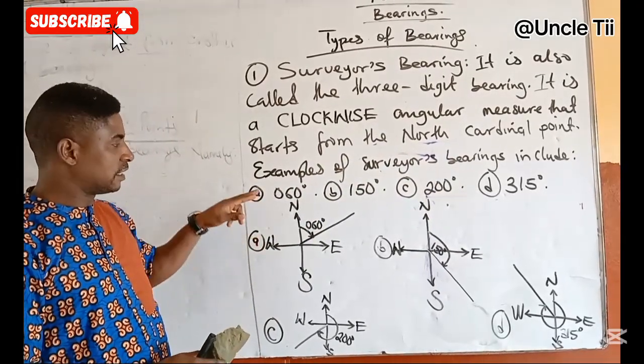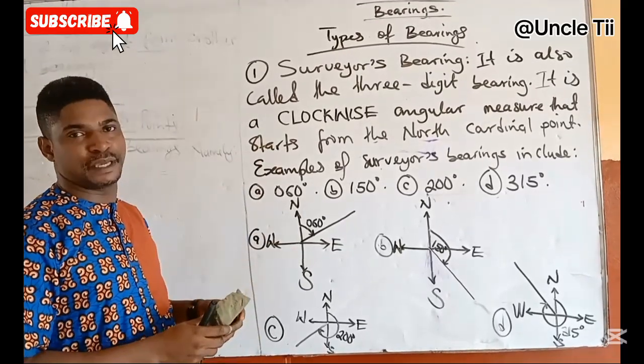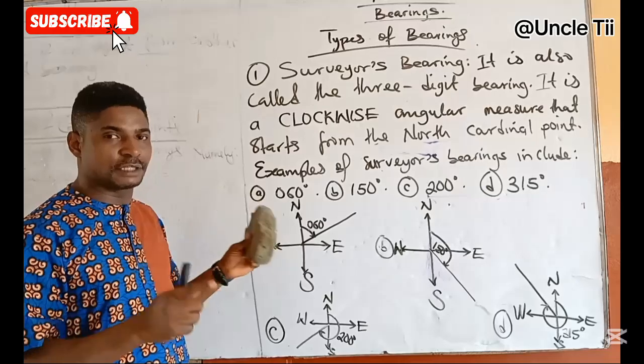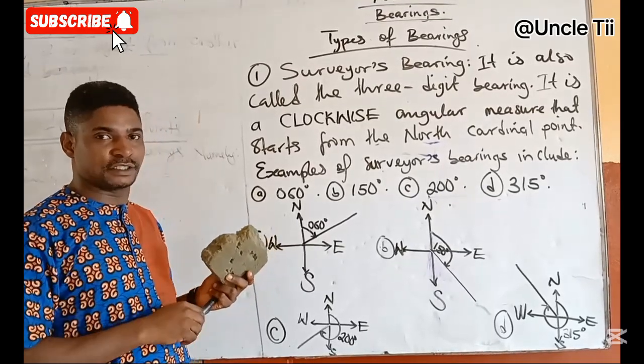Don't forget that surveyor's bearings are 3-digit bearings. Every time you write a typical surveyor's bearing, there must be 3 digits in the angular measure.